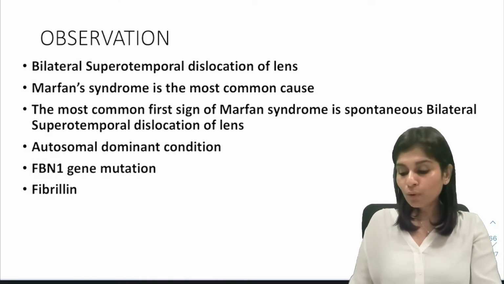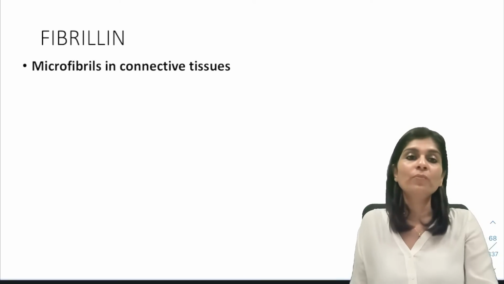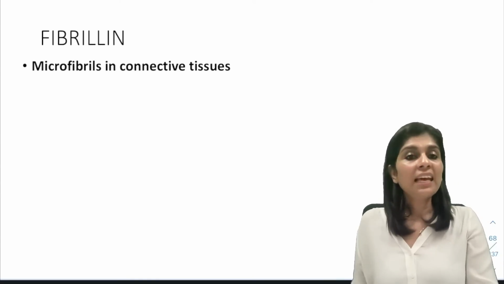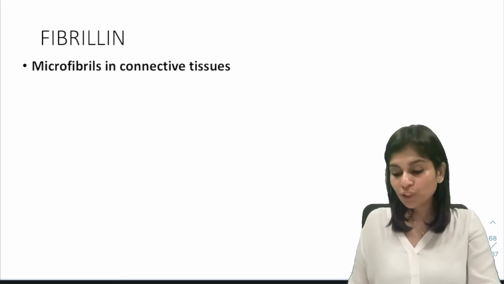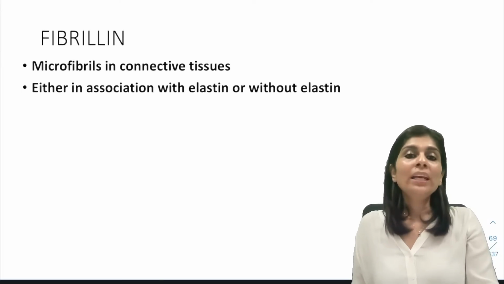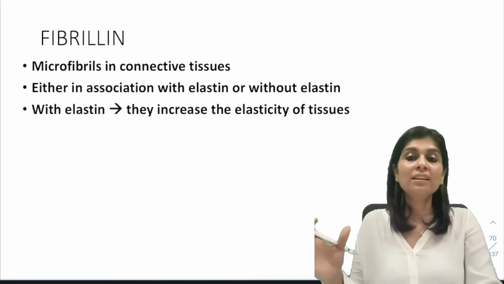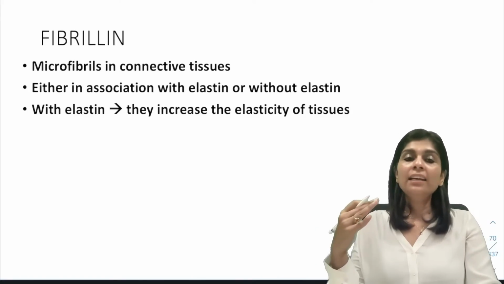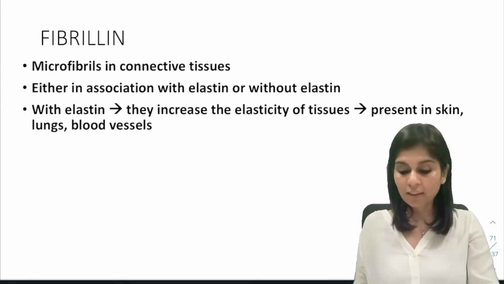Fibrillin protein is responsible for forming microfibrils in connective tissue. These microfibrils can either be associated with elastin or not be associated with elastin. Whenever they are associated with elastin, they support the elasticity of tissues. Do you all understand this? And without elastin, when they exist, they improve the tensile strength.